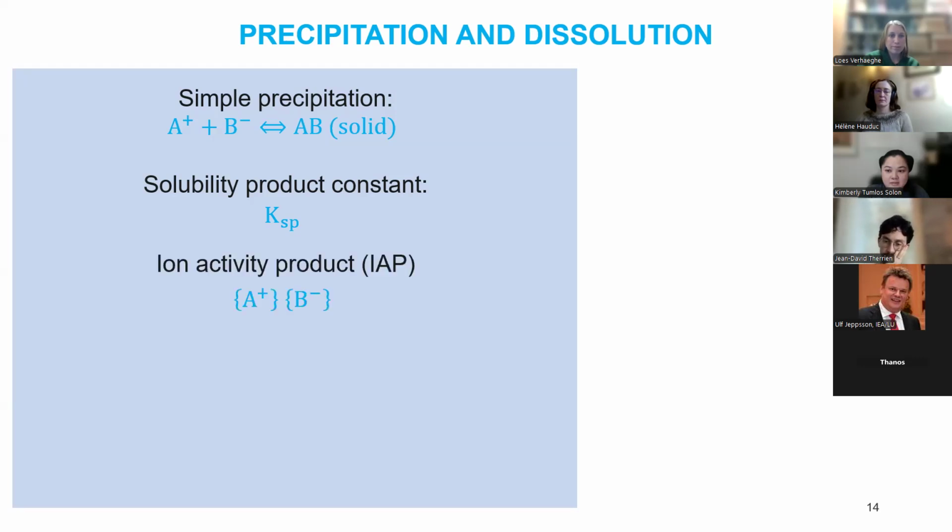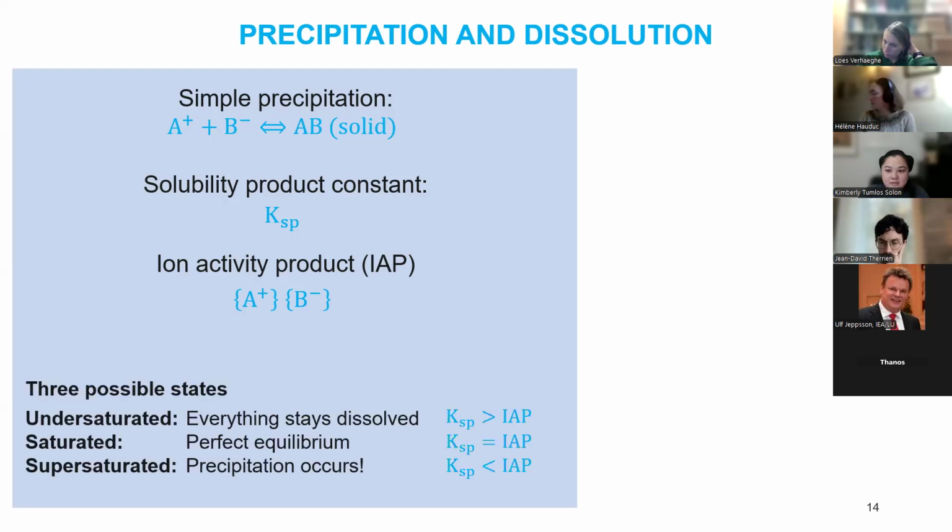To check if precipitation will occur, we actually compare this solubility product constant with the ion activity product. The ion activity product is simply the product of the activities of the dissolved ions. So this is again where the liquid phase chemistry is important and the concept of activity. The ion activity product in comparison with the solubility product constant determines if we will have a precipitation or not.